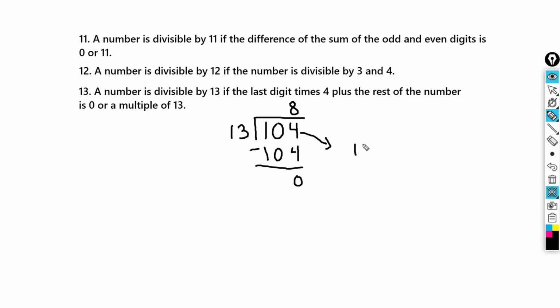And we can see that this should work because if we take this last digit, 4, and multiply it by 4, we get 16. And then we take the rest of the number, 10, and we add that to 16. We get 26, which is 13 times 2. So 26 is a multiple of 13.